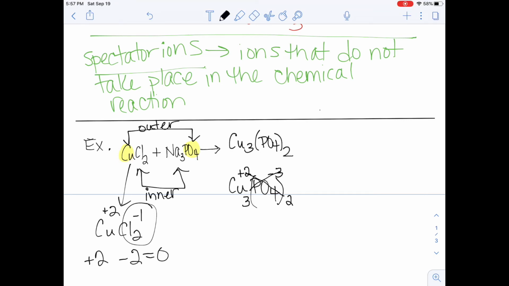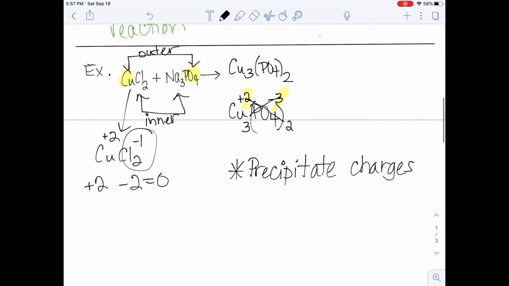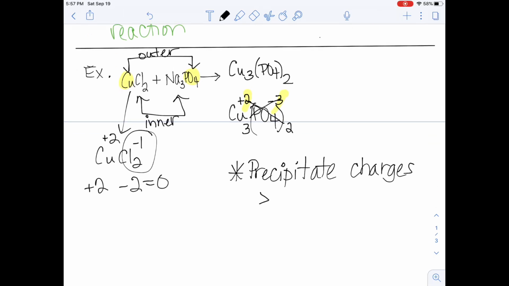Now, if we look at both of those charges, it already looks like there's a good chance that's our precipitate because we have a +2 and a -3. And in order to form a precipitate, there is no 1 charge. Opposite rules from solubility. In order to form a precipitate, both charges have to be greater than or equal to positive or negative 2.